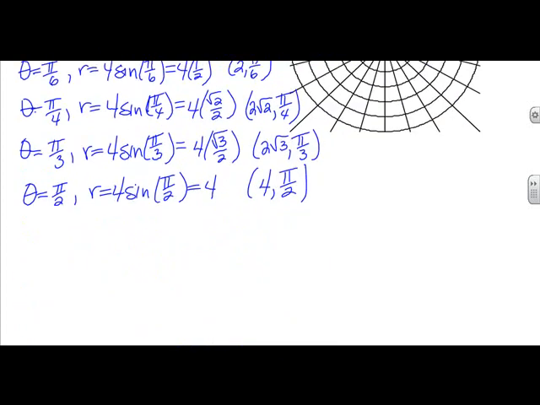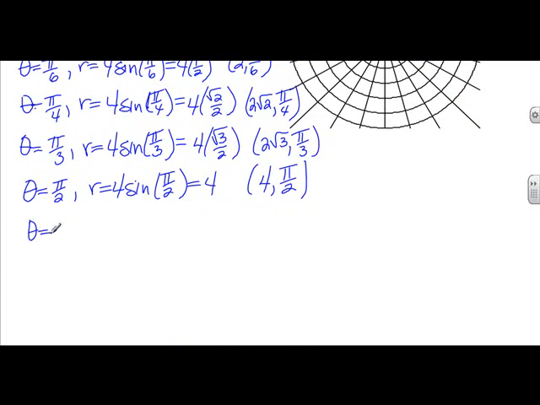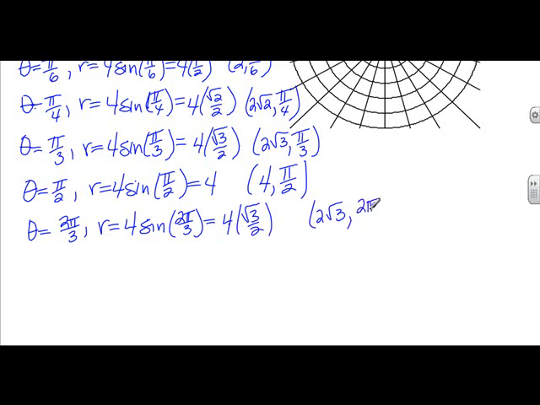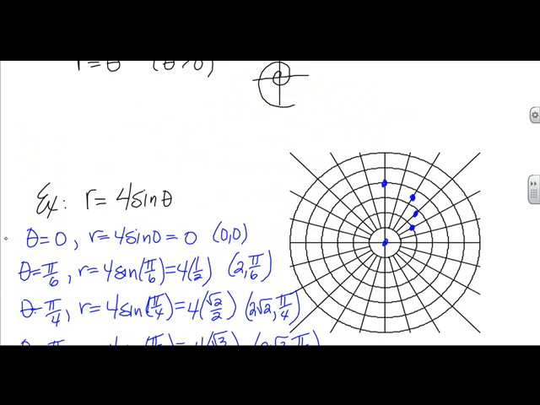And then theta is 2 pi over 3, our next special angle. r is 4 times the sine of 2 pi over 3. And you certainly don't have to write all this down. I just want to be very, very clear about where I'm getting my points. Wow, leaky pen. 4 times square root of 3 over 2, that's going to be 2 square roots of 3, 2 pi over 3. So I think about 2 pi over 3, and then I'm going to go out 1, 2, 3.5, about 3.5 units.